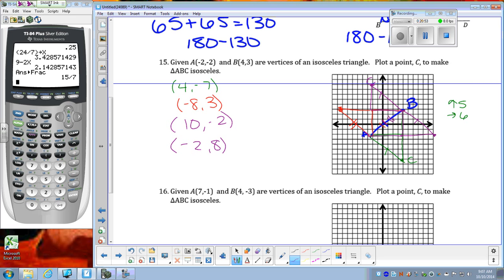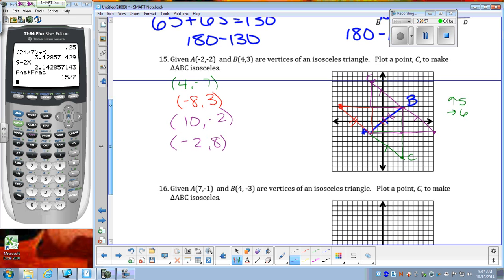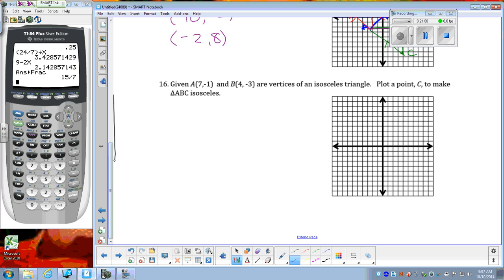I just keep one, I pick my vertex angle, I pick one distance to be the same, and I do the opposite thing in the other for the other one. So number 16: A is (7, -1), B is (4, -3).